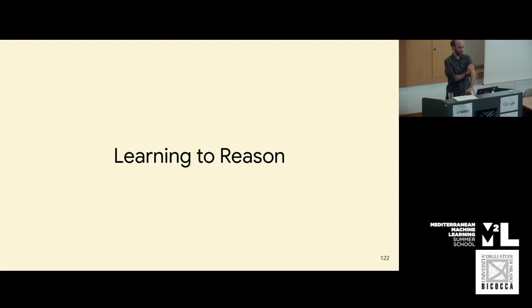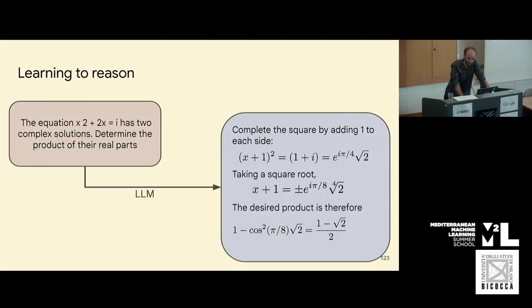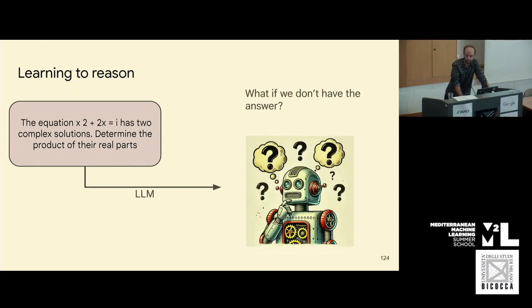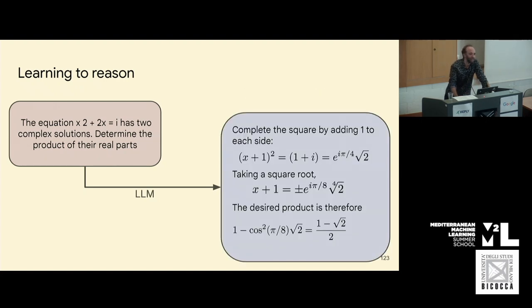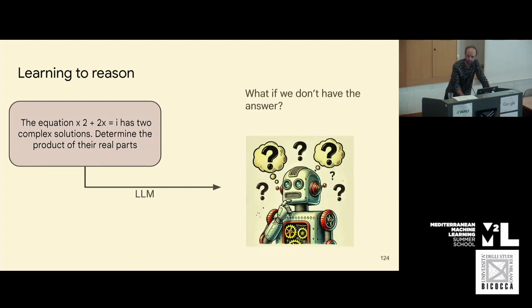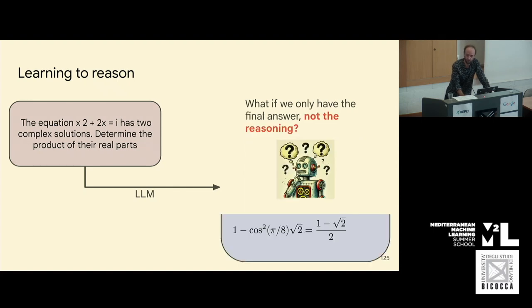Moving on to learning to reason. What do I mean by this? In the example I gave you, you had the answer that included everything I needed. It had the chain of thought, it had the correct answer, so I can learn to predict it. This is great. But what if we don't have the answer? For a lot of problems, I don't have the answer. Or another common situation: what if I have the final answer? I just gave you, well, the answer is 1 minus root 2 over 2, but I don't know the reasoning. I don't know how you came up with that statement.